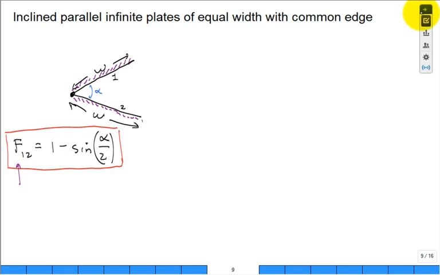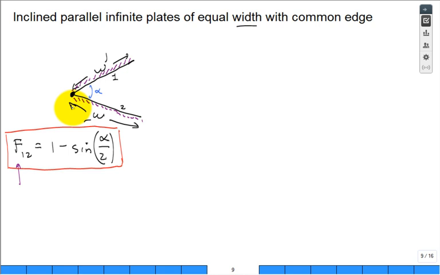We have 2 inclined parallel infinite plates of equal width. So they're infinitely long in the direction of the paper, the slide here. And their width is W and W. And they have a common edge, this dot right there, and they're separated by angle alpha. That's the angle between the two. And alpha can be small or large.